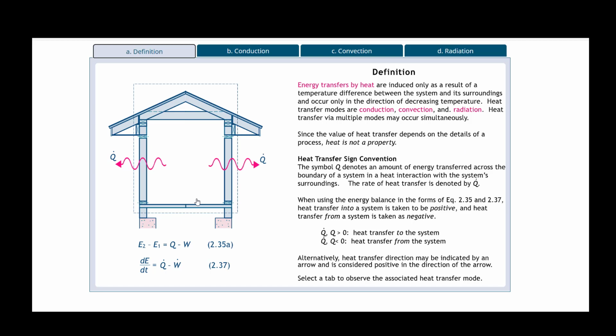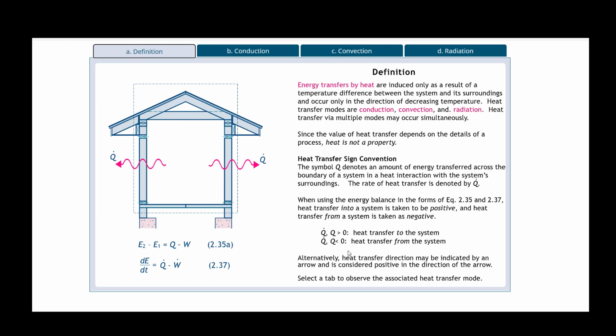So here we have heat transfer modes: conduction, convection, and radiation. Okay, and so here the symbol Q denotes the amount of energy transferred across a boundary of a system. Okay, and so Q with a dot, I'll probably refer to it as just Q dot, is heat transfer to the system, or Q dot is heat transfer from the system.